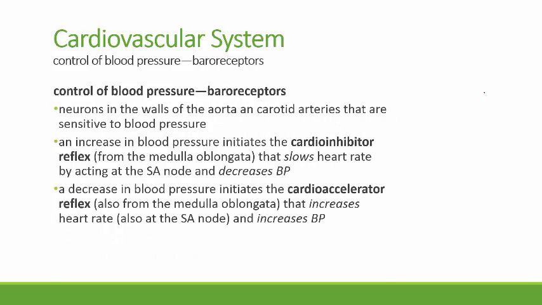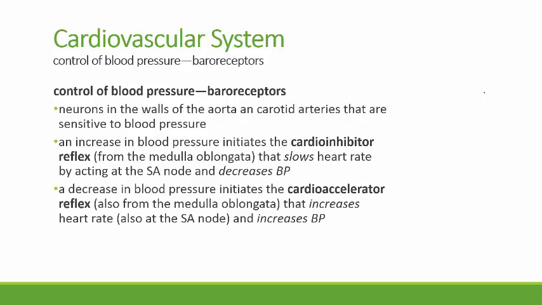There's also neural control of blood pressure, and it is managed by baroreceptors. We've talked a little bit about baroreceptors already. These are sensory receptors associated with neurons that are found in the walls of the aorta and the carotid artery, and they are sensitive to blood pressure. So if we see blood pressure rise, then that means we need to get the blood moving, because there's a slowdown somewhere in the system.